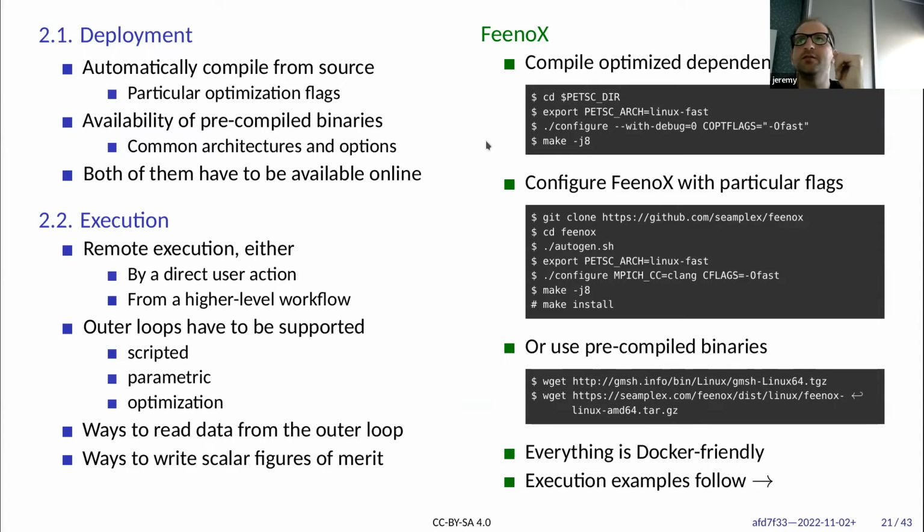So it's very easy. If you have never compiled something from source, this will be like Chinese to you. But if you did, these are pretty much common commands to compile stuff. And if you don't like to compile stuff, then you can just download the binaries and run them directly. Everything is Docker friendly, execution friendly, remote execution friendly. And let us see some examples of execution.